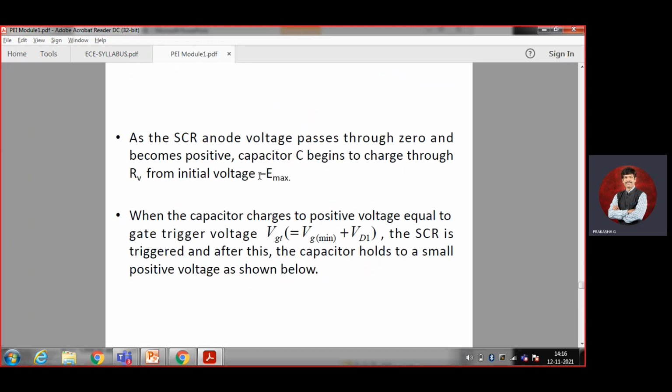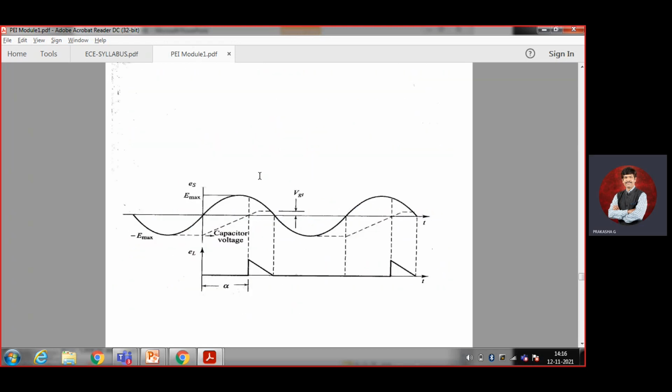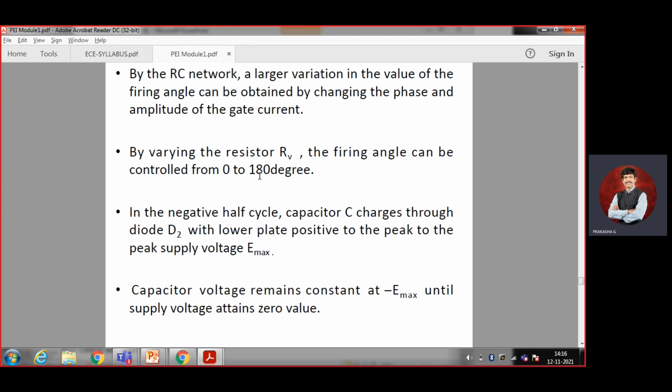I'll explain the equations later, because I want you to know the difference between RC and R triggering. That's why I have shown the diagram. How exactly it works, what parameters we have to take, what suitable components and values to choose, we'll explain in the next class.